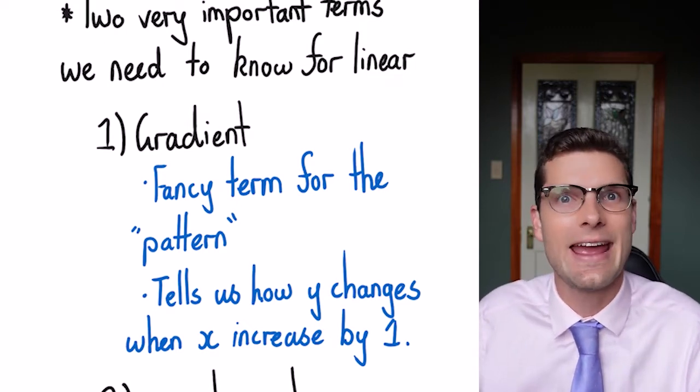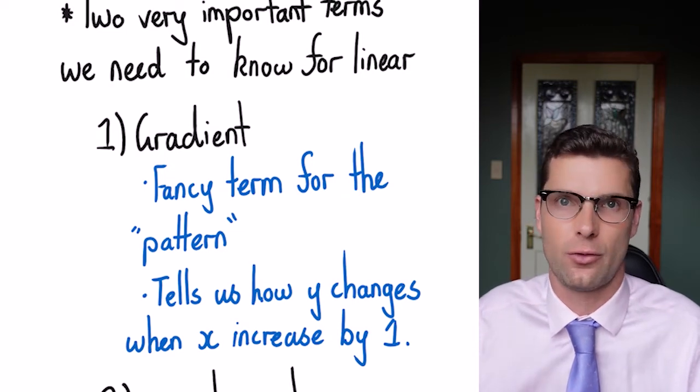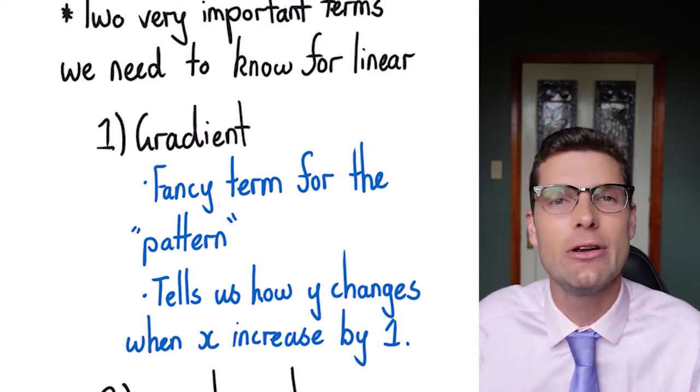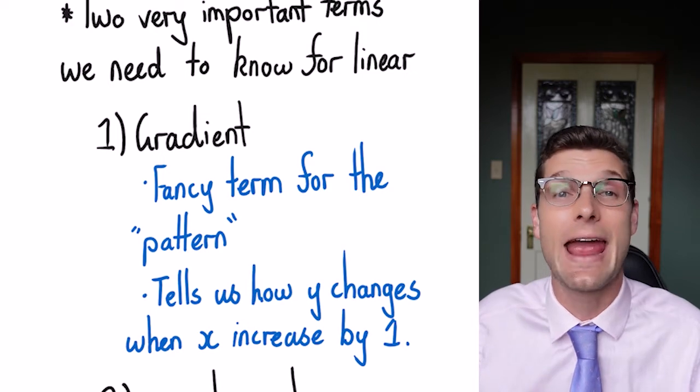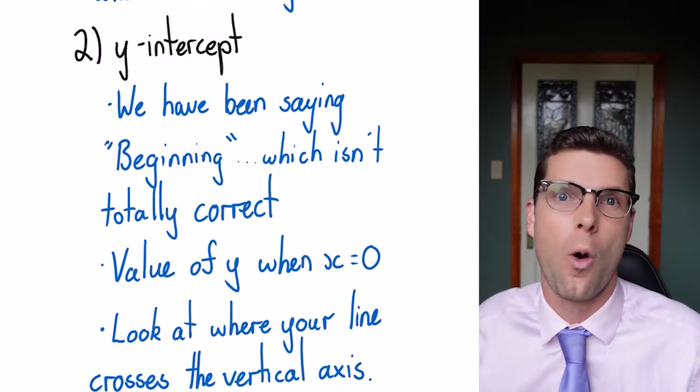So if it's 3x, that means that as x goes up by 1, y goes up by 3. Some people call this the slope, and really what the gradient does is tell us how fast this line is changing. The other thing that we need to know is called the Y-Intercept.